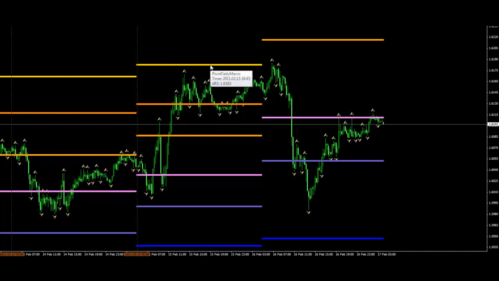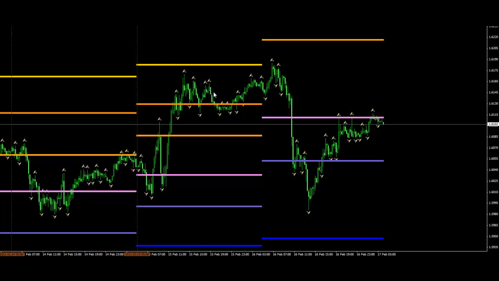Alright, so we had R3 from the 15th, traded right up to it into London, Central European start. And right in here, it's probably hard to see, but what do you see right there, guys? Optimal trade entry. Okay, before we get to that part, let's talk about this high here.